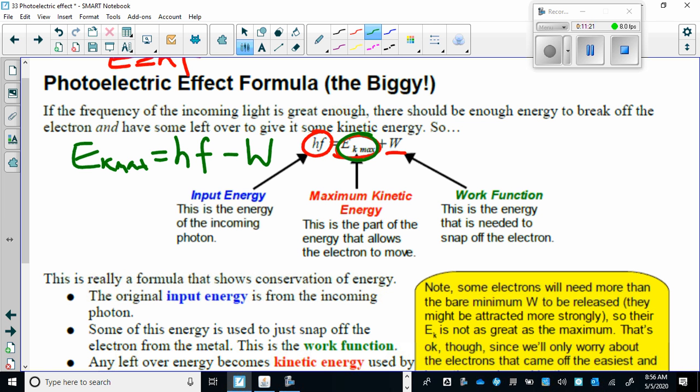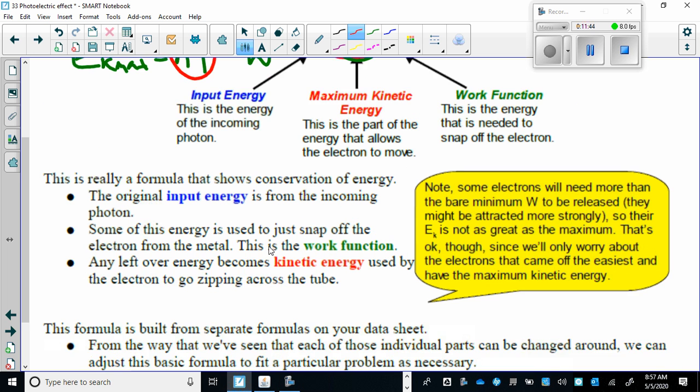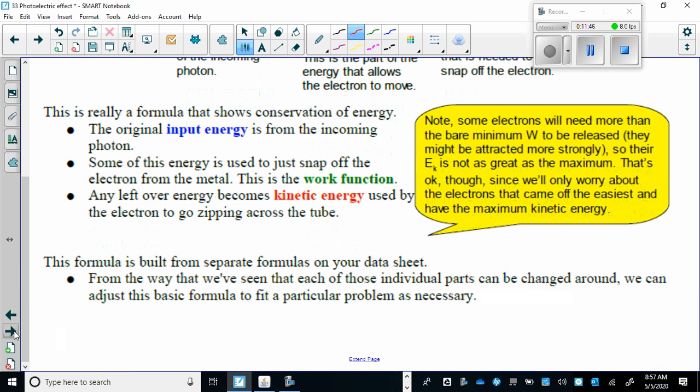And usually what they're going to be asking in these questions is what's the velocity of the electron, or what's the maximum kinetic energy of the electron. So I solved it for this, and this says that the energy of the incoming light, right here, but you've got to subtract from that the energy you need to get the electron off the surface. Okay, so given that, we can now do a problem.